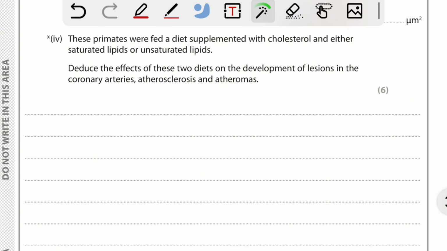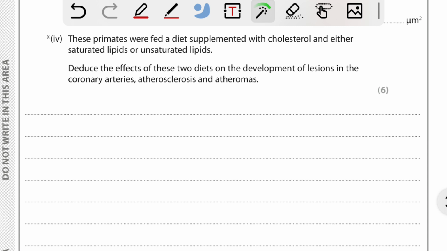These primates were fed a diet supplemented with cholesterol and either saturated lipid or unsaturated lipids. Deduce the effect of these two diets on the development of lesions in the coronary arteries, atherosclerosis, and atheroma. Okay. So graph 1 shows the surface area of the arteries, graph 2 shows atherosclerosis, and graph 3 shows the area of atheroma. So we are going to describe each graph one after another.